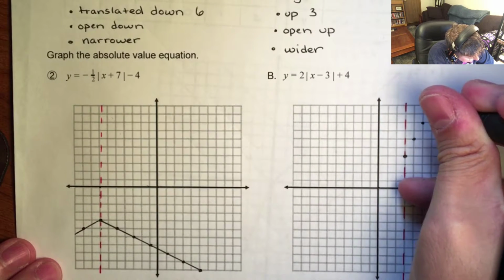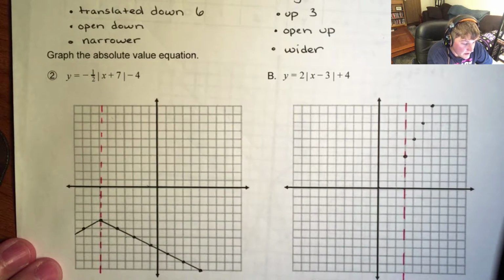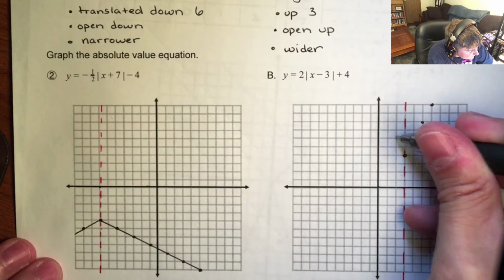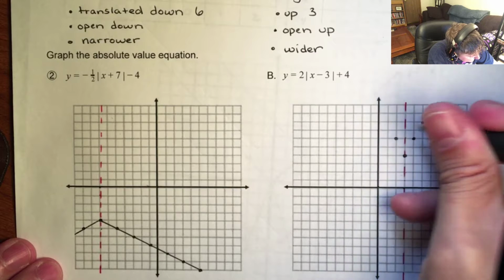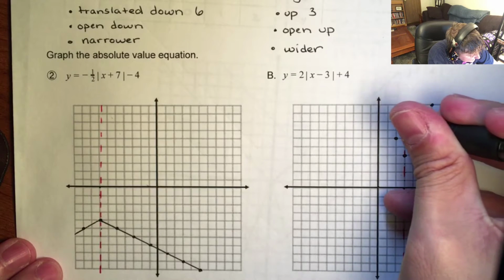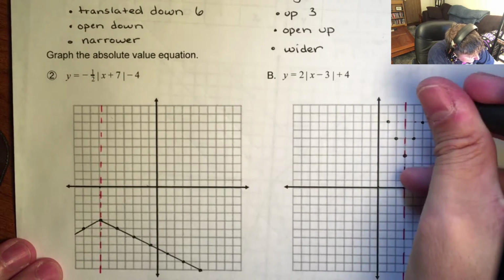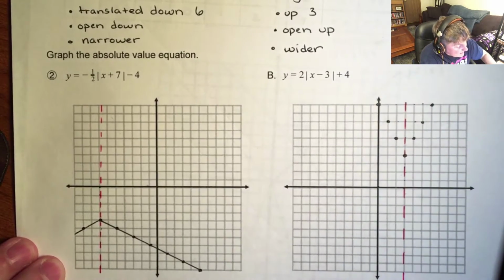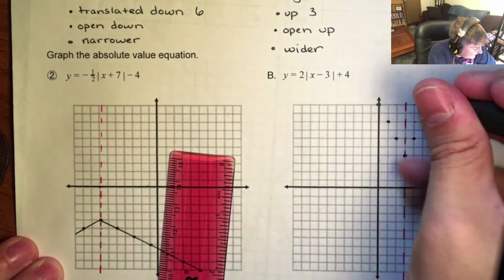Okay, and I can just continue that forever. And then I can mirror these points across. So if it takes me 1 unit to get to the line, it's going to take me 1 unit to get away from the line. 2 units to get to the line, 2 units to get away from the line. 3 units to the line, 3 units away from the line. And then I can just connect my dots in a V shape.